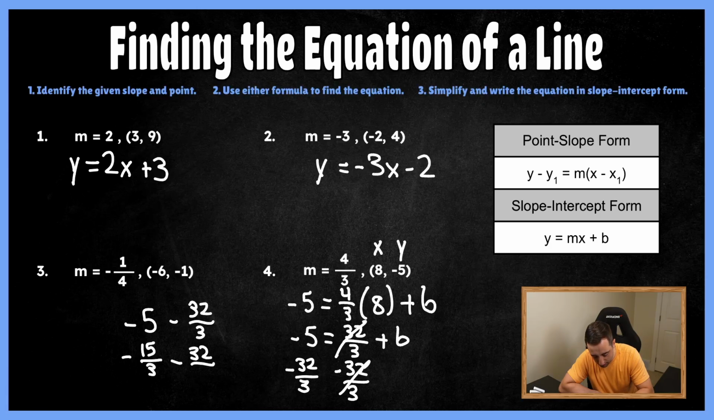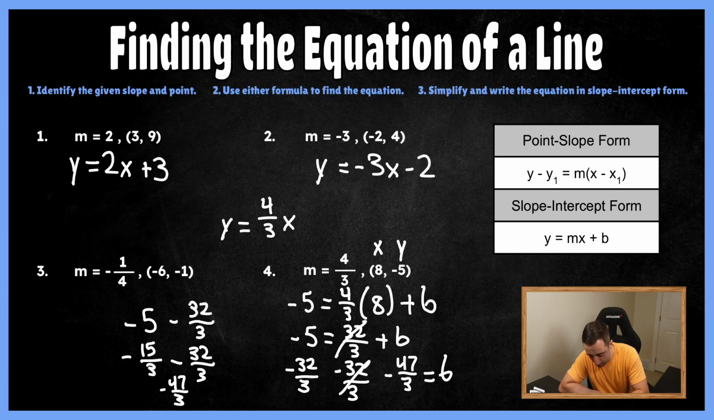Minus 32 over 3. We subtract our numerator, so negative 15 minus 32 is still going to give us negative 47 over 3, which is what b is going to be equal to. So now let's plug that into slope-intercept form. That would be y equals, our m was 4/3 x, minus 47 over 3. For number 4, again, the same thing that we got for point slope form without actually having to solve for b first, then plug it back in.